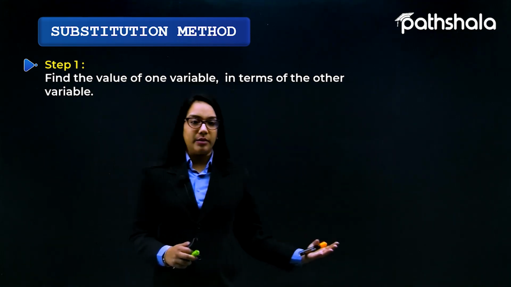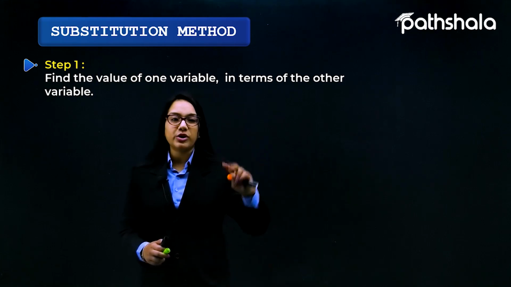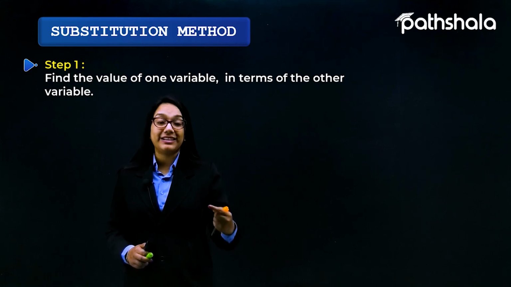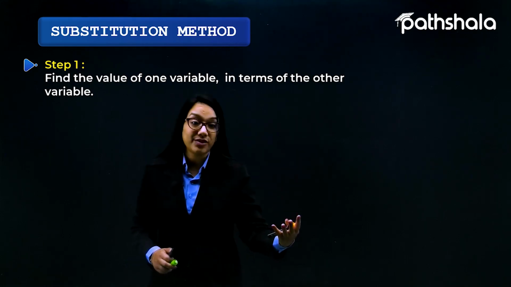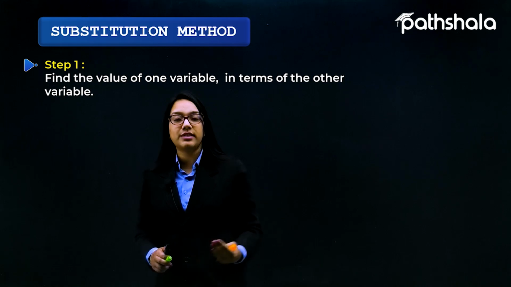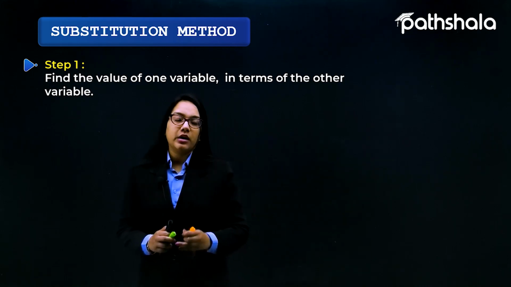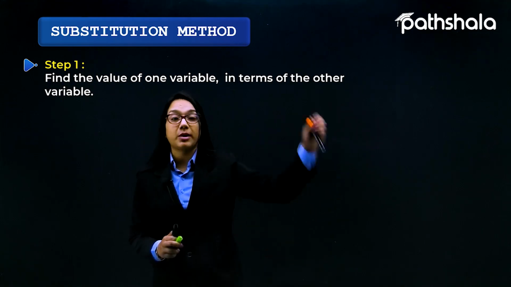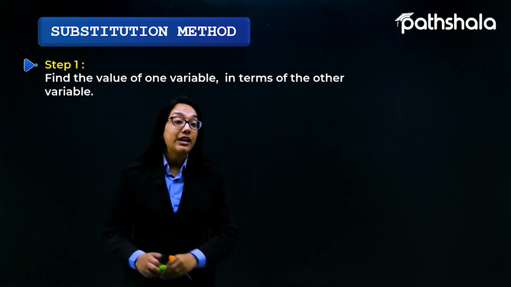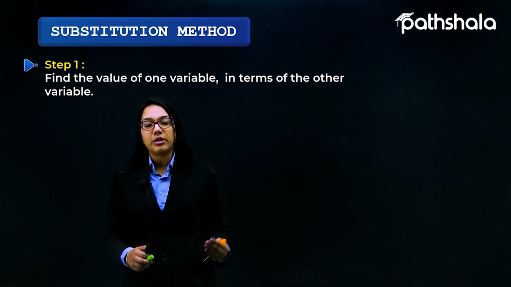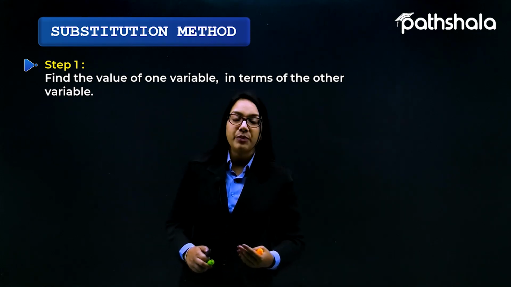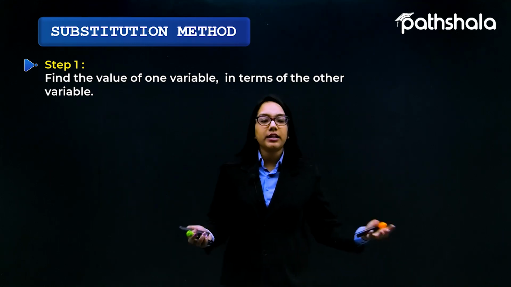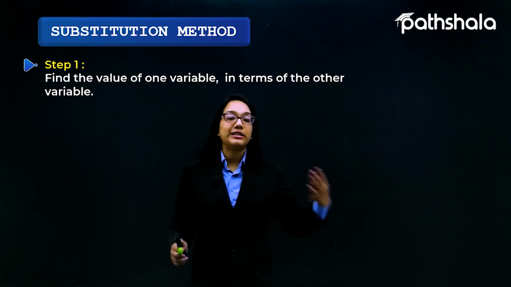So if we have two equations, first, for the very first equation, we will write y in terms of x, or x in terms of y. Always remember, step 1 of the algorithm to solve a pair of linear equations through the substitution method says to find the value of one variable in terms of the other variable. It must be either y in terms of x, or x in terms of y.